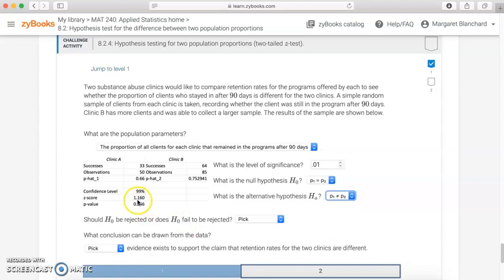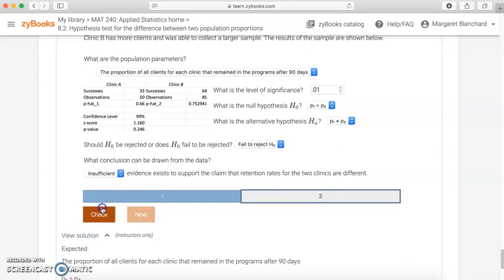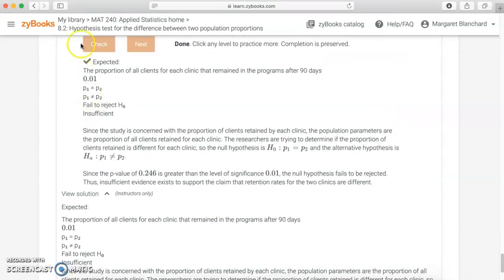Our p-value here is 0.246, which is clearly larger than our alpha of 0.01. So when the p-value is greater than or equal to alpha, we fail to reject H0, and we would say that insufficient evidence exists to support the claim that the retention rates for the two clinics are different. Let's check. Nice little green check mark.